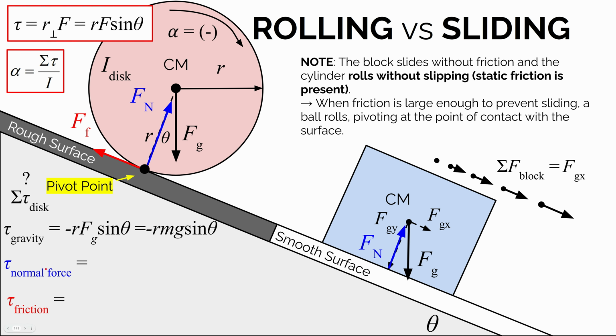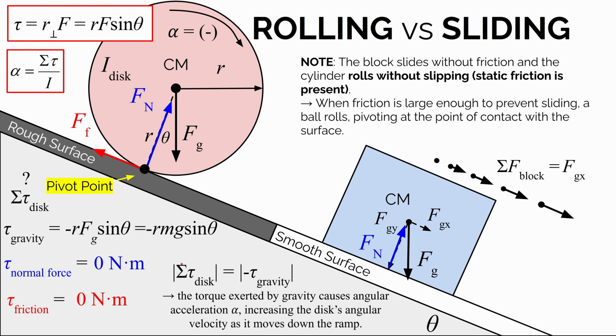What about the normal force and the frictional force? Well, notice both the normal force and the frictional force are exerted at the pivot point location. They don't have any radial distance. If they're exerted at that pivot point, in both cases they exert zero torques on the disk. So when we add up all of these torques on the disk, we see the only thing left over is the negative torque caused by gravity.